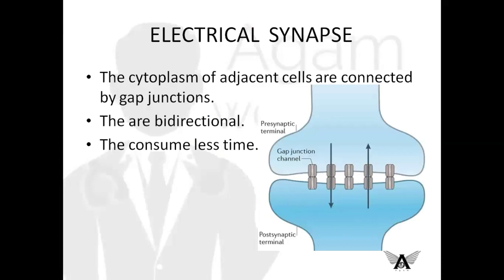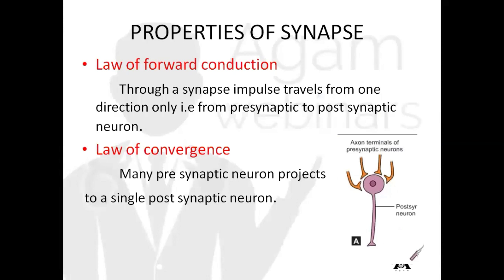Now let us look into the properties of synapse. Synapses have certain properties. Out of that, the first property is the law of forward conduction. That is, an impulse through the synapse travels only in one direction, that is unidirectional, from presynaptic to postsynaptic neuron. Second point, law of convergence, or many to one projection. Many presynaptic neurons will project to a single postsynaptic neuron. That is, presynaptic neurons are converging on a single postsynaptic neuron.